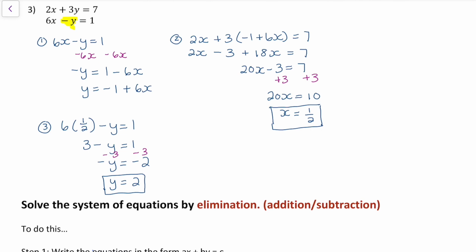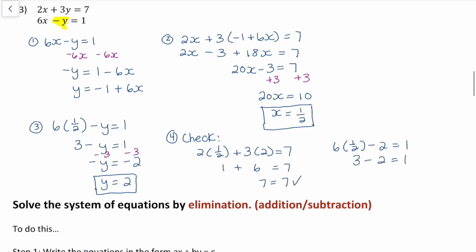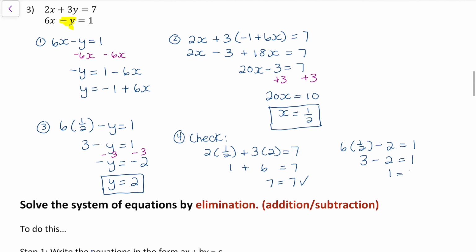And our final step that we're never skipping is my check, just to make sure. So we get 2 times a half plus 3 times 2 should be 7. So we get 1 plus 6 equals 7, or 7 equals 7, so it works in my first equation. And then 6 times a half minus 2 should be 1. 3 minus 2 is 1, or 1 equals 1. So I know I did it right.